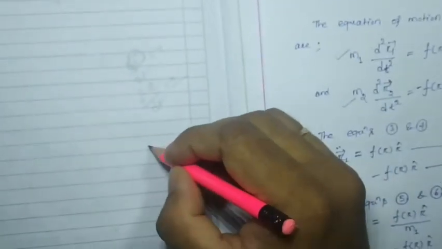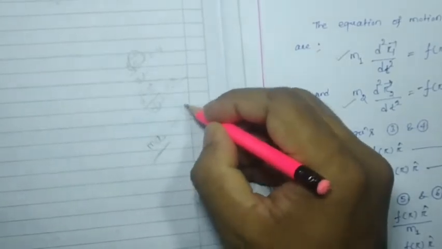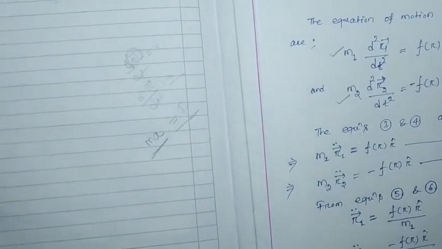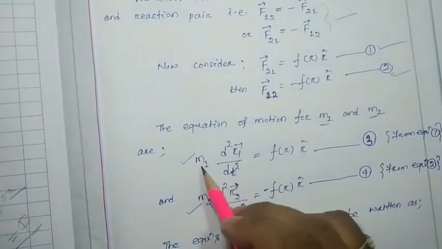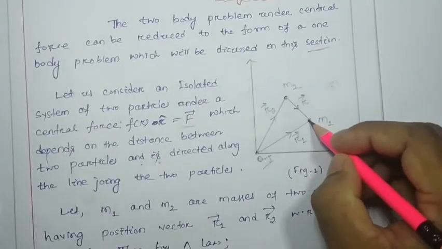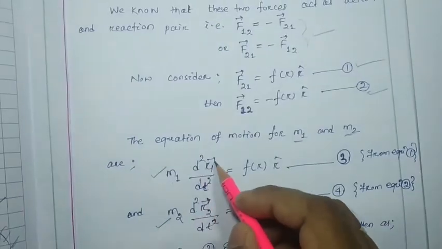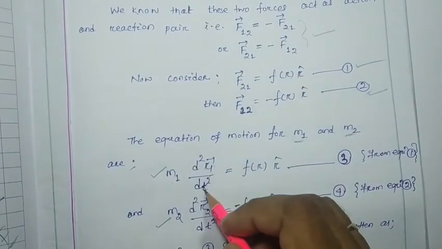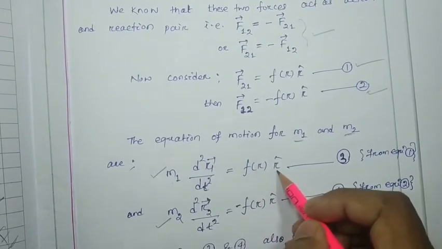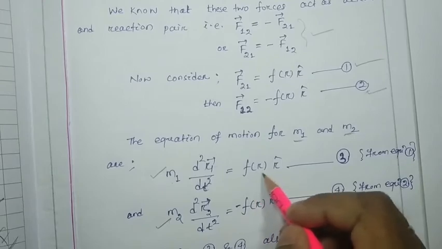And the equation of motion, we know that ma equals force. So here the left hand side represents mass into acceleration, whose mass? m1 mass. This is the mass and this is its acceleration. Acceleration is d square r vector by dt square, equal to F of r cap. Why did I write F of r cap, which is the value of F21?